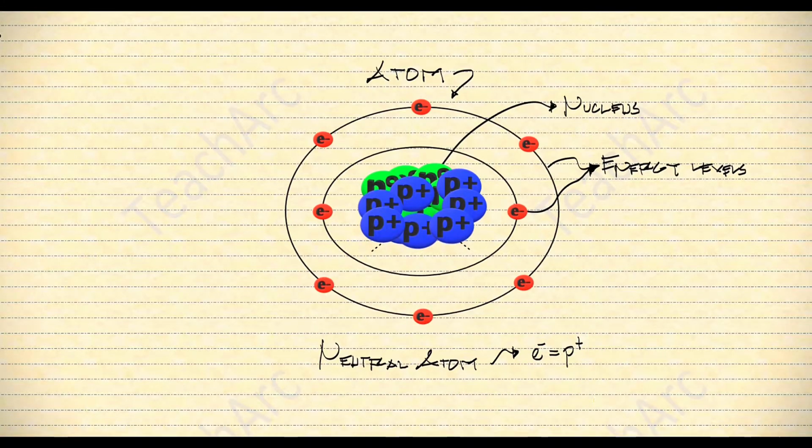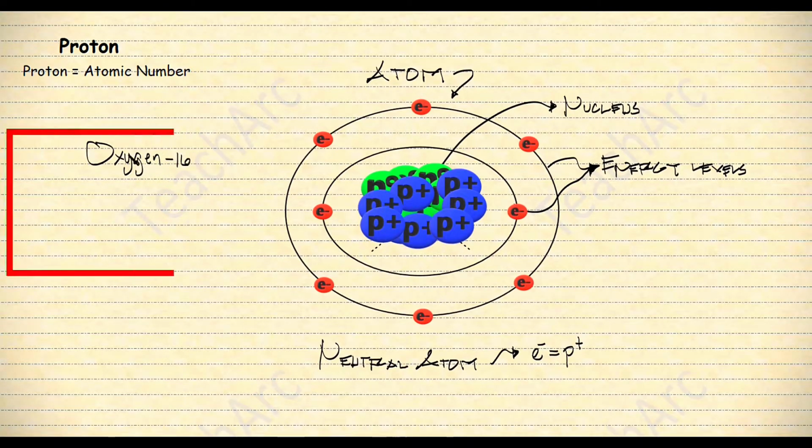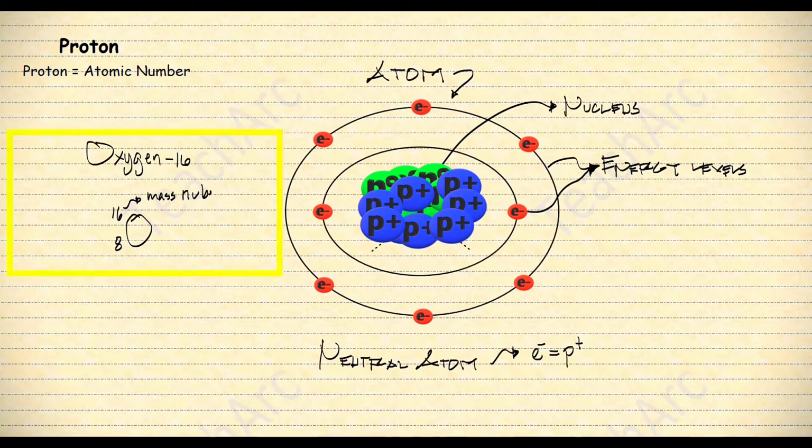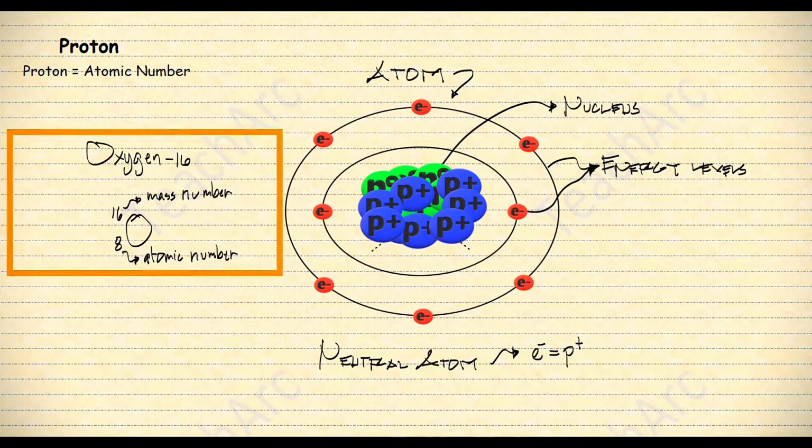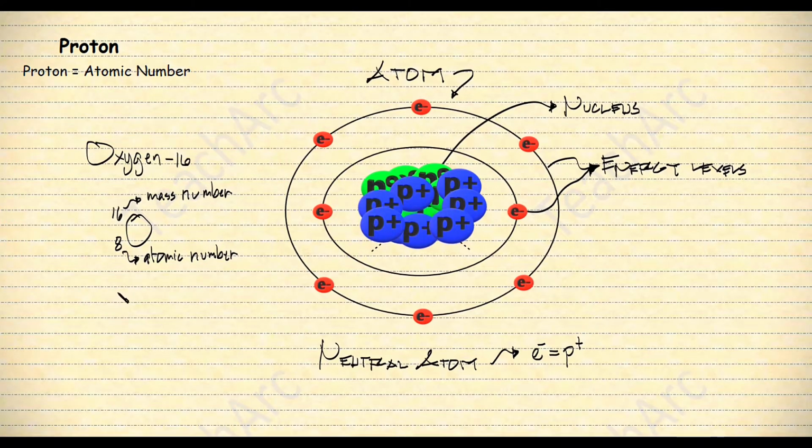Perhaps the easiest to identify is the number of protons since it is the same as the atomic number. We have here oxygen 16, and usually the mass number is written above and below is the atomic number. Sometimes they are written differently, but the smaller number is always the atomic number. The number of protons of oxygen is 8.